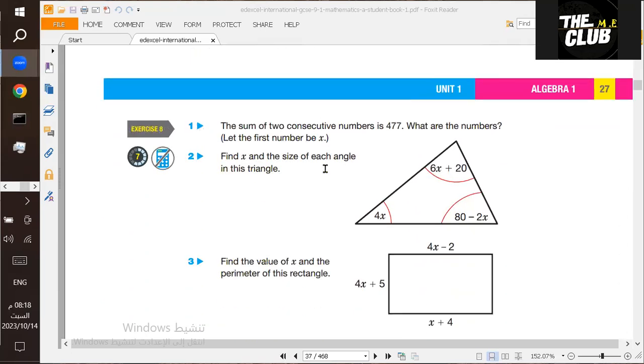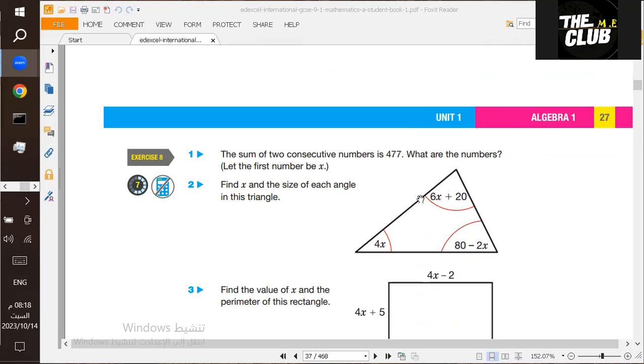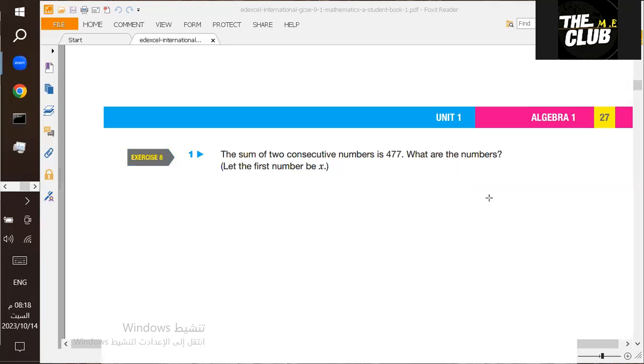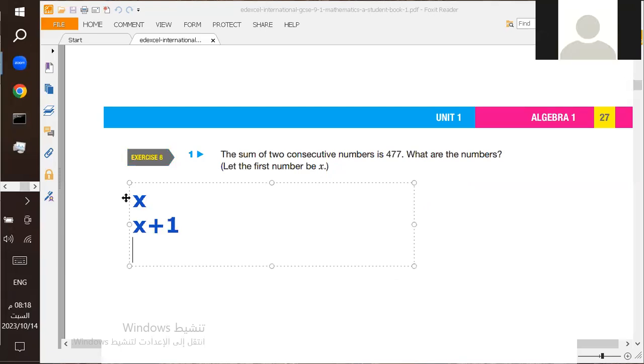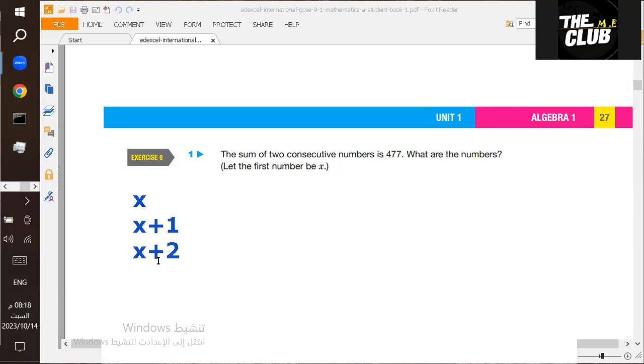Next. Here, question 1. The sum of two consecutive numbers is 477. What are the numbers? And let the first number be x. Same idea as we did before. The first consecutive number will be x. So the first one is x. And then the second one will be x plus 1. And the third one will be x plus 2. So we have three consecutive numbers. As we said, consecutive means they are after each other. Meaning you're adding 1 and then you're adding 2.